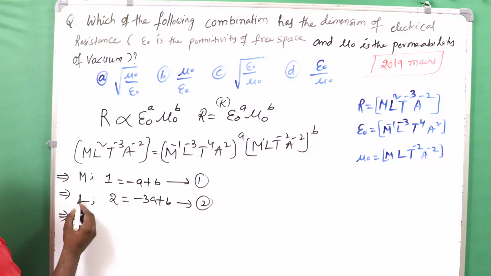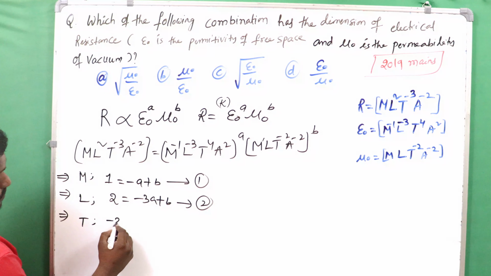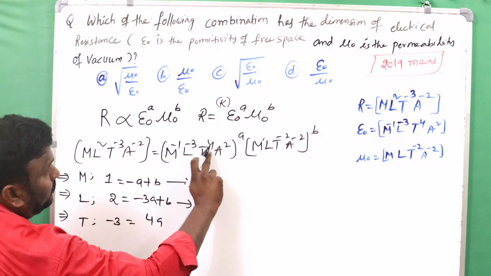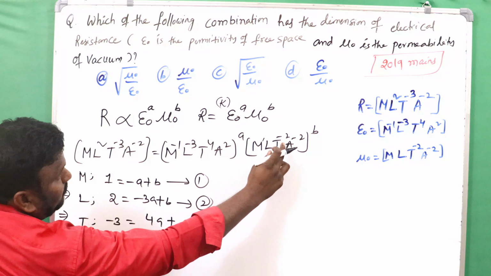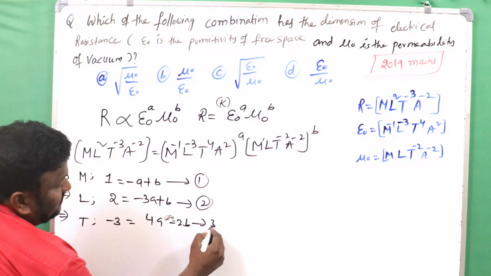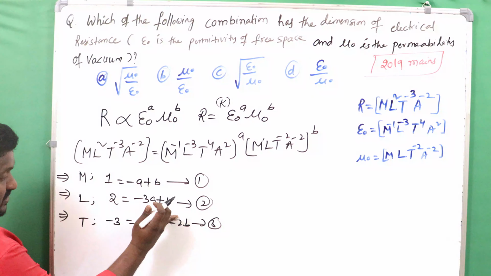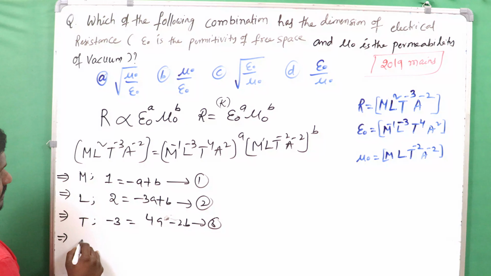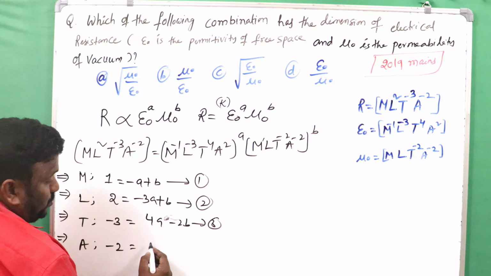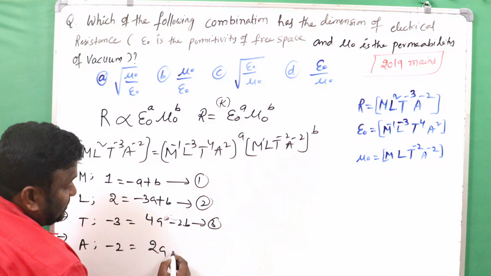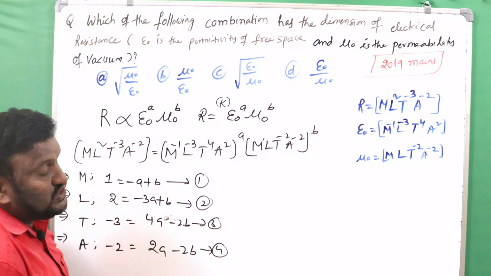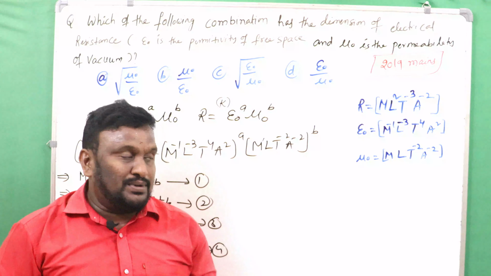Similarly, we can compare the dimensions of T on both sides. Minus 3 is equal to 4A minus 2B. Equation number 3. Now similarly we compare the current on both sides: minus 2 is equal to 2A minus 2B. Equation number 4. By solving these 4 equations, we have to find the values of A and B.